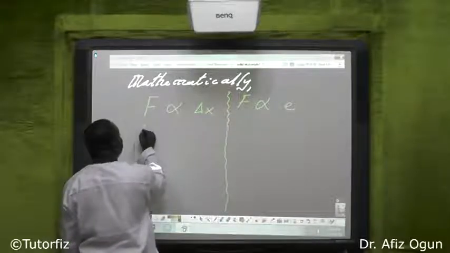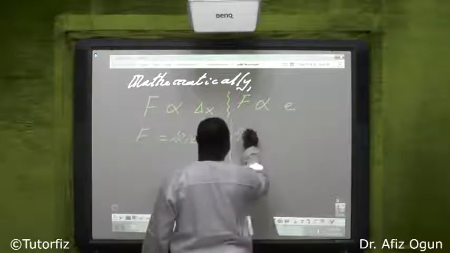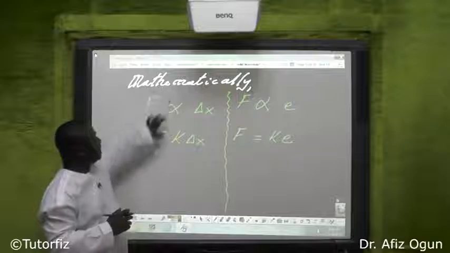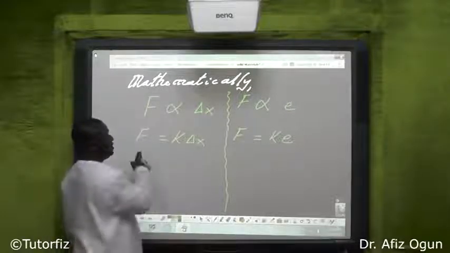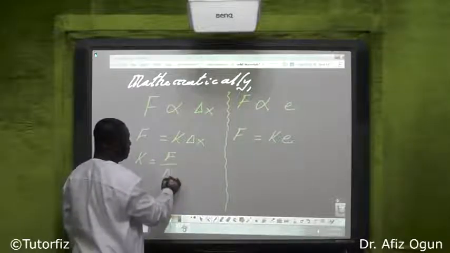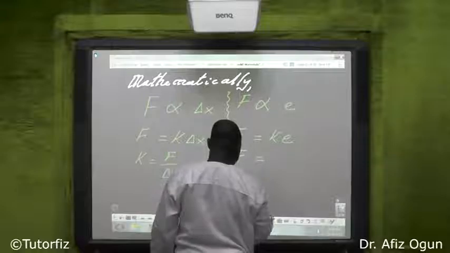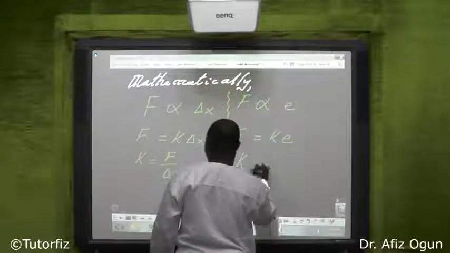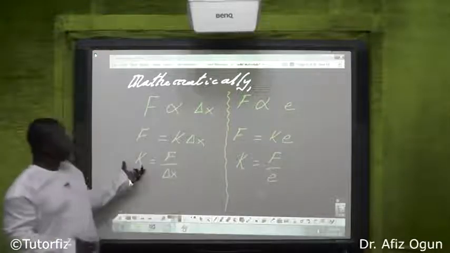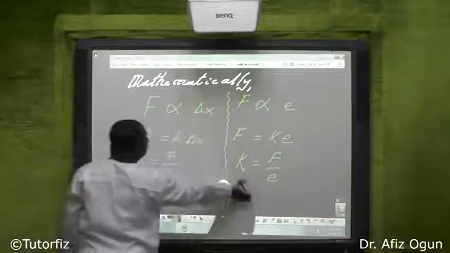So F therefore mathematically will be equal to K delta X for Edexcel students, and Cambridge students, they use this notation F equals K E, because you have to write this when you are changing this into equals to K. So K will be equal to F divided by change of length, which is extension, or for Cambridge students, K equals F divided by E. So K equals F over delta X here, or K equals F over E here, this is for Edexcel students, and that is for Cambridge students.